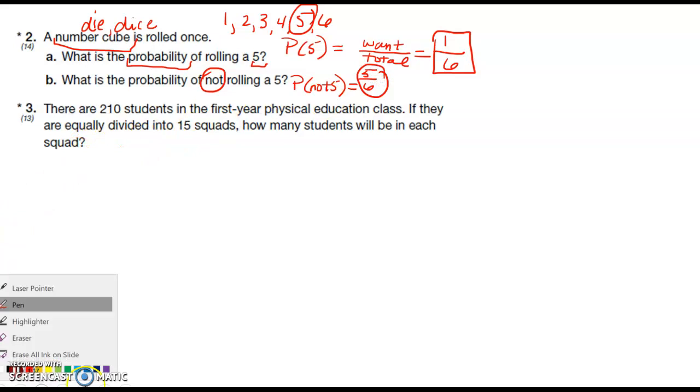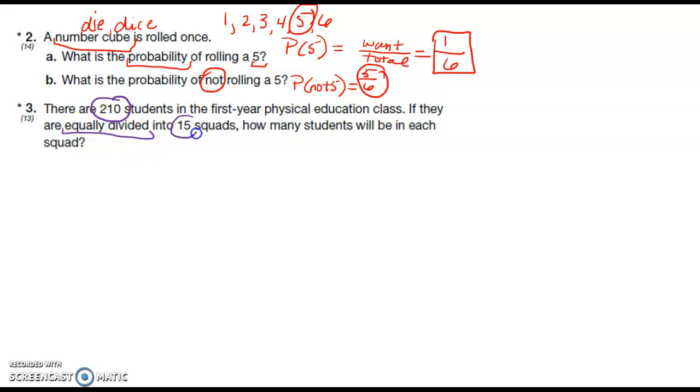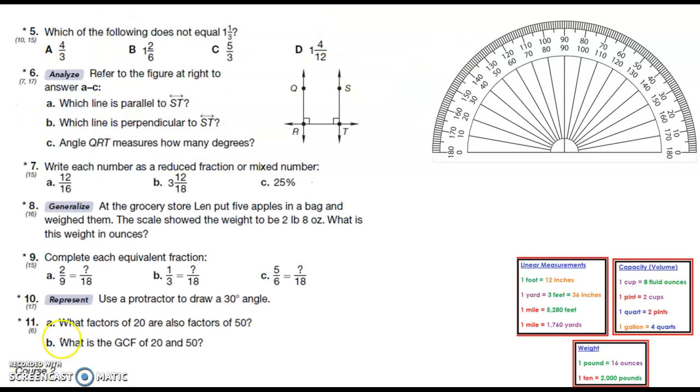Number 3. There are 210 students involved in the first year PE class. If they are divided equally into 15 squads, how many students will be in each squad? Now this problem actually tells you exactly what to do: divided. So you're going to divide 210 by 15 on the handy dandy calculator. You're going to get 14 students in each squad. All right, this is a lot, but we're going to take it one at a time, okay? And I may be doing some erasing, so just follow along with me, one problem at a time.